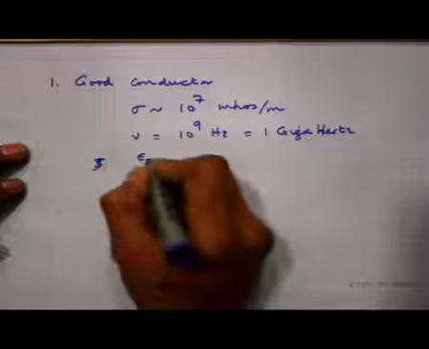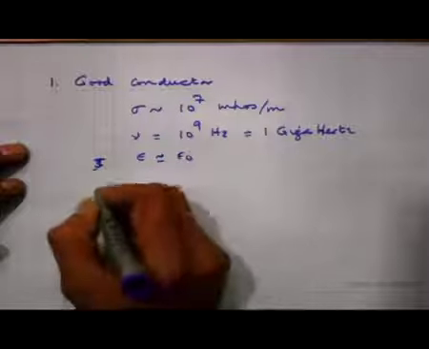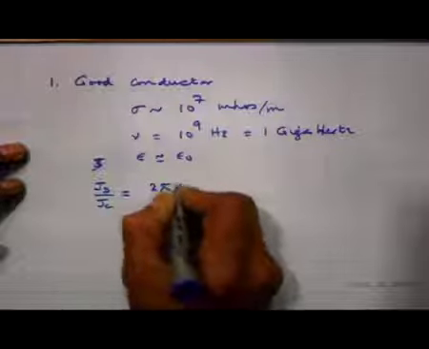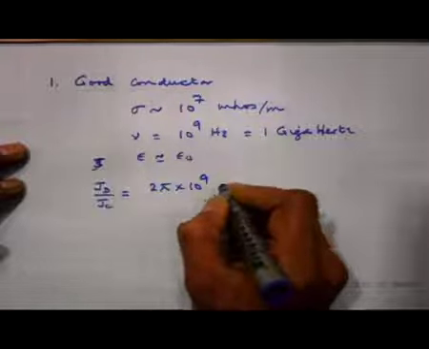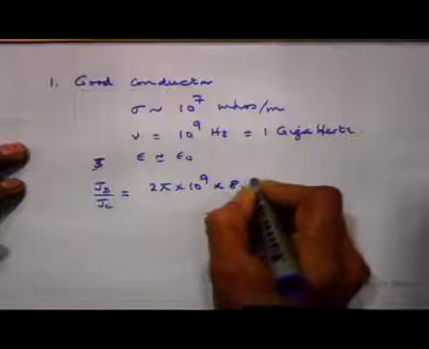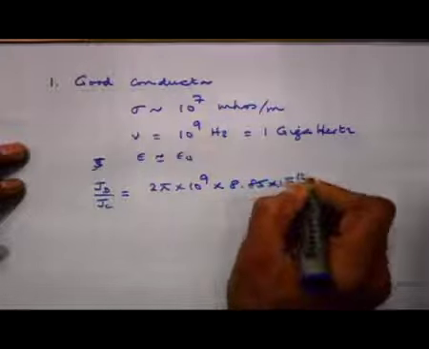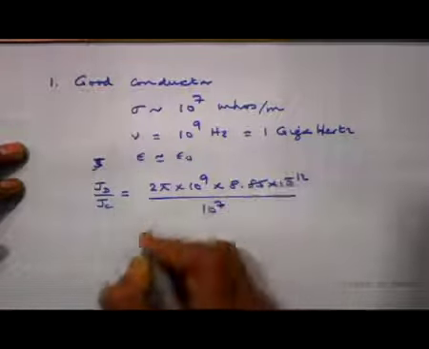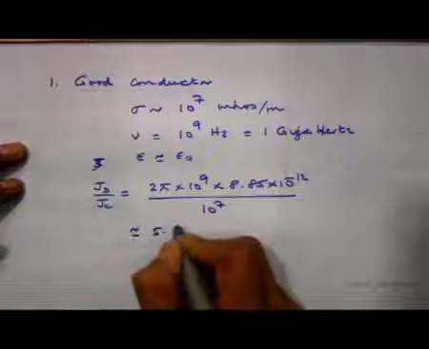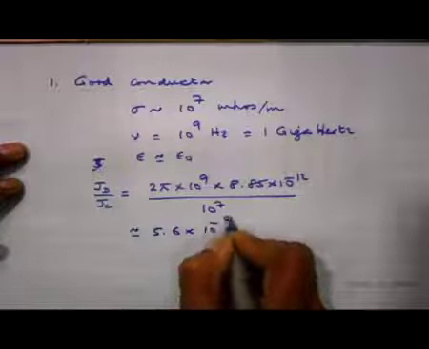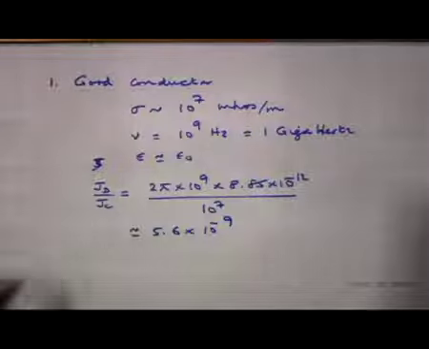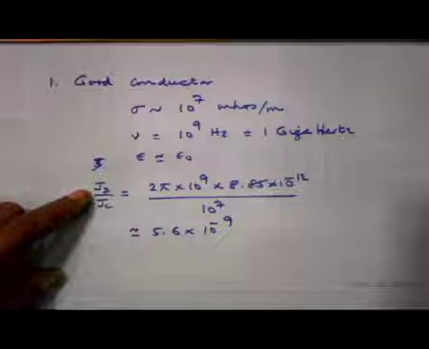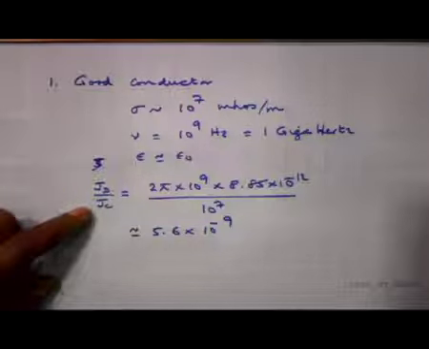and for good conductors epsilon is approximately equal to epsilon 0, and I can calculate J_D by J_C, which is equal to 2 pi 10 to the power 9 into epsilon, which is 8.85 10 to the minus 12, divided by sigma, which is 10 to the power 7, and that comes out to be 5.6 into 10 to the power minus 9. So, you can see here that for a good conductor the majority of current is conduction current, the displacement current is negligible compared to the conduction current density.